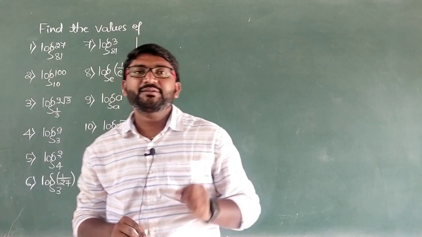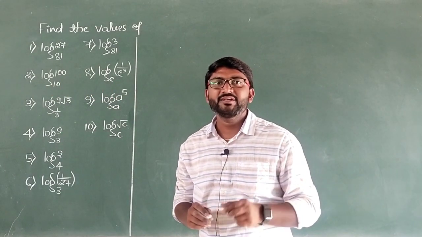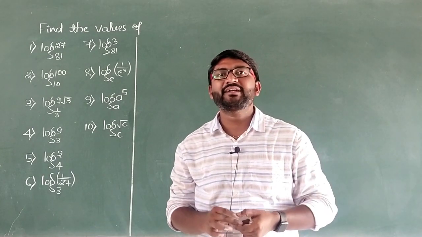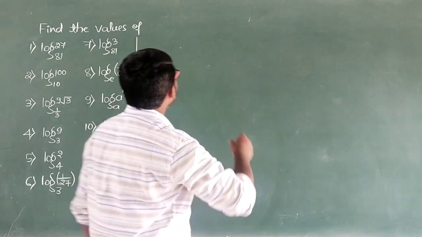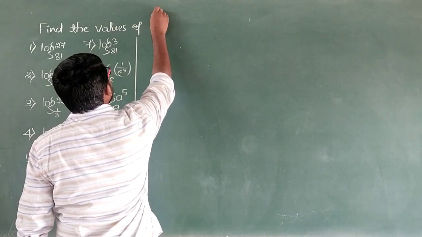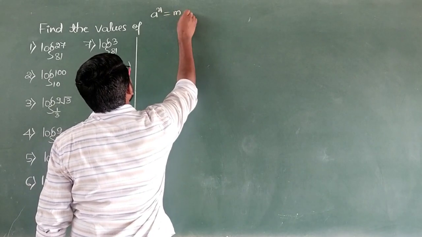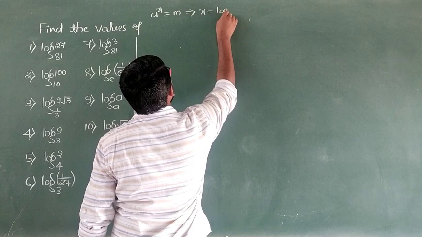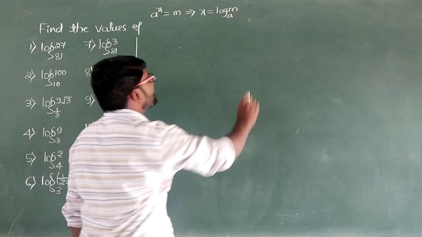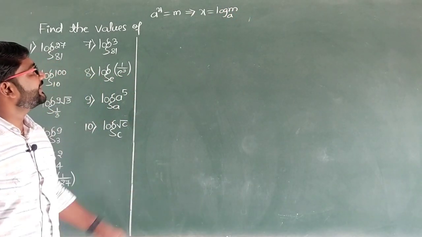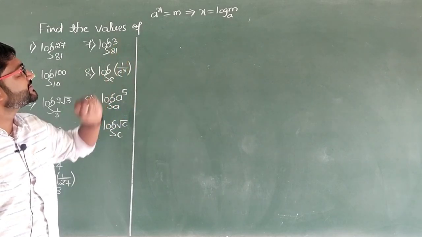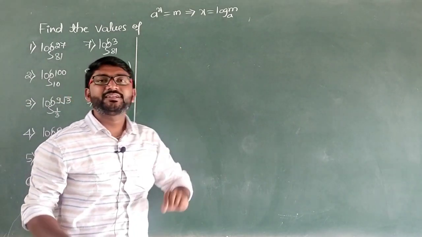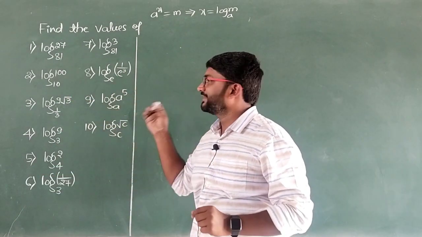Let us solve some simple problems on logarithms. In the first class we have already discussed the exponential form and the logarithmic form. If a to the power x is equal to m, then this can be written as x equals log m to the base a. These two are equivalent. With the help of this, we have to solve these 10 questions.